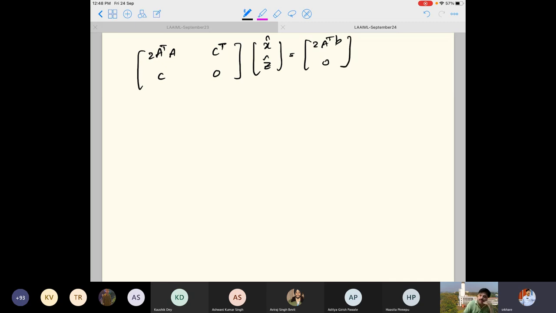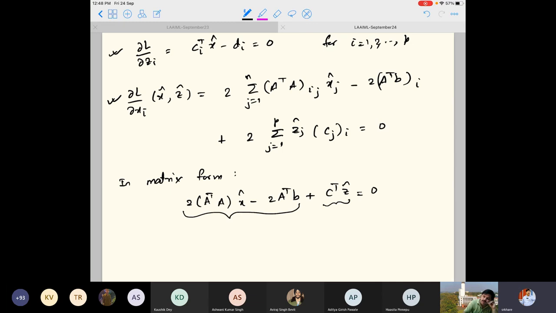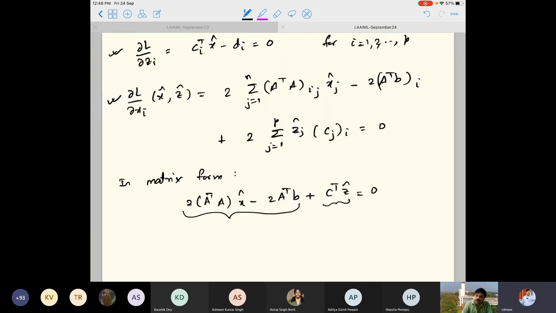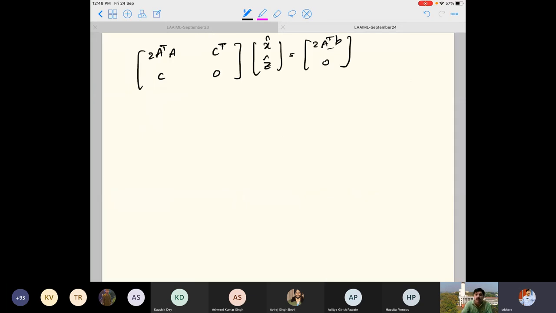So you see the first equation, when you differentiate with respect to x hat, in the vector form is given like this. So that equation you will see is here, right? This 2 times A transpose B is being sent to the right hand side. This is 2 times A transpose B on the right hand side, you see here, right?